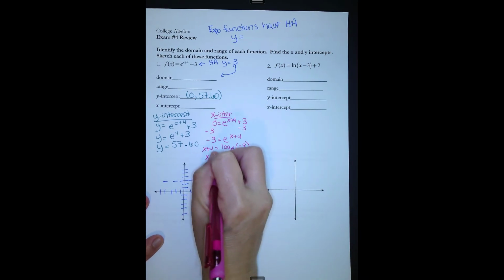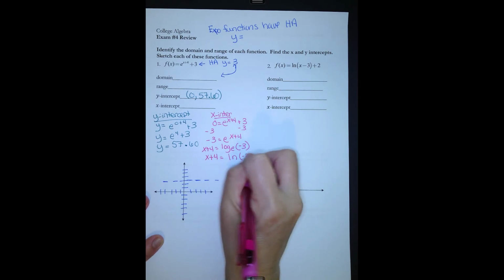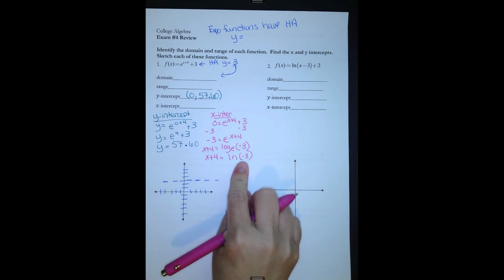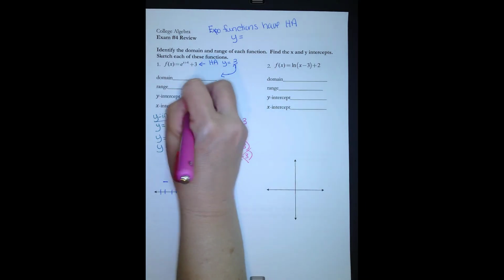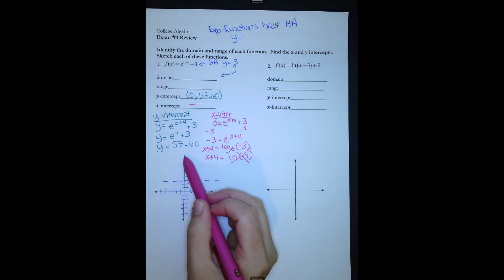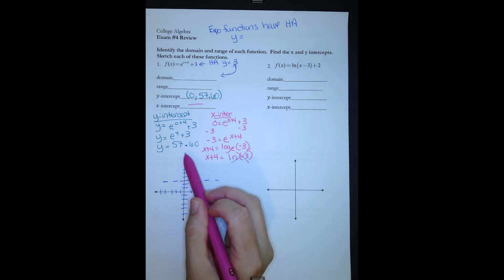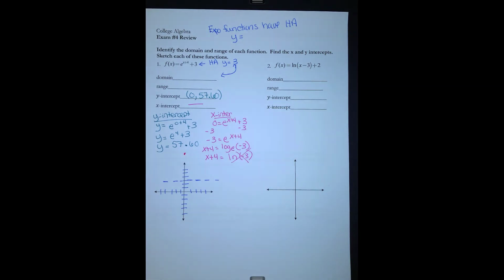So x plus 4 equals the natural log of negative 3. Right here, this tells us we cannot do anything with this because we cannot take the log of a negative number. So this does not exist. So in this case, there is none. So when we're going to graph this, and this is all the way up here at 57.6, so way up here, we can kind of look in our calculator.